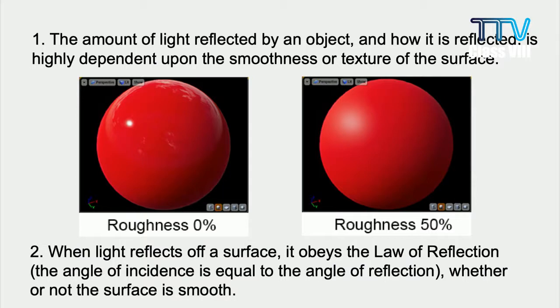The amount of light reflecting on these two objects differs, right? Differs on the basis of the smoothness of the surface. But one thing that is common in these two objects is that they both obey the laws of reflection.